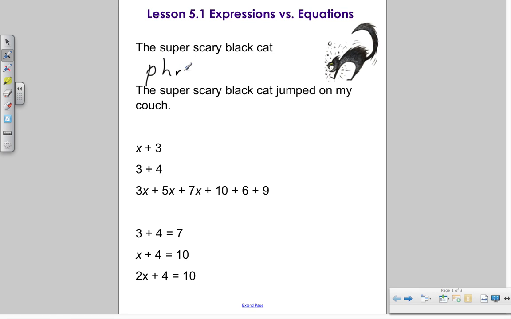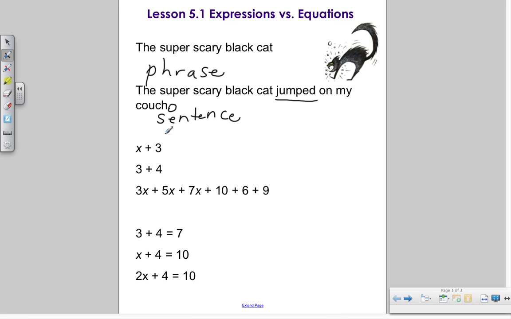This one is considered a phrase, and this one is considered a sentence. But what really makes the difference between those two? Well, this is just kind of incomplete. It doesn't have any sort of verb or ending to its sentence. It's just saying the super scary black cat. The second one has a verb, the word jumped, on my couch, and a final punctuation. So those two things are what make this a sentence.